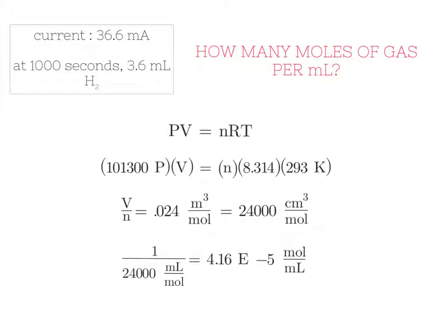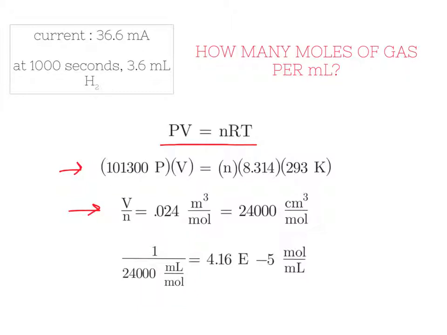Well, we're going to use the ideal gas law to answer this, which states that pressure times volume is equal to the number of moles times R, a constant, times temperature. We're going to go ahead and plug those values in. We get 101,300 pascals times volume is equal to the number of moles times 8.314, the constant, times 293 Kelvin. Now, when I isolate V over N, volume per mole, we get 0.024 meters cubed per mole.